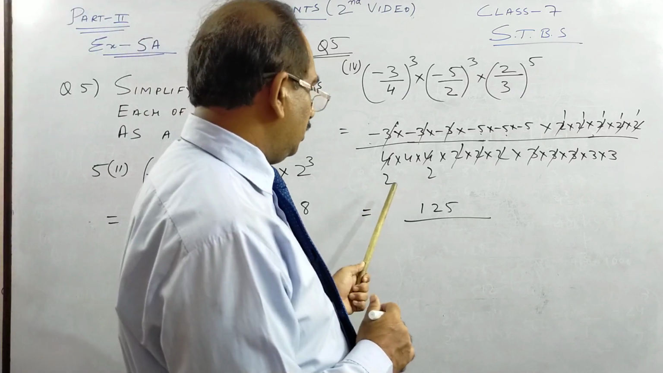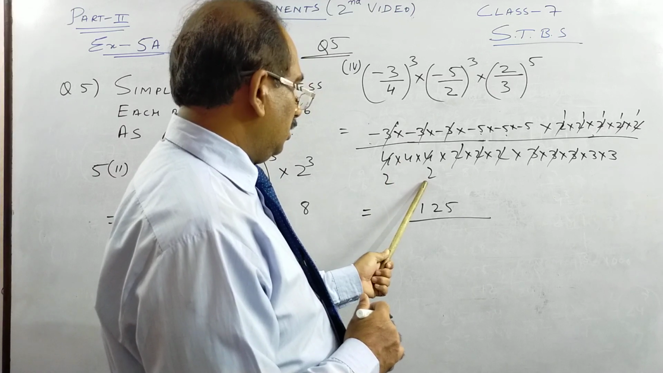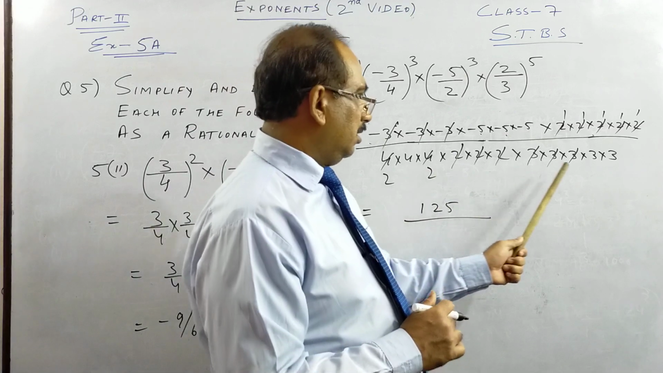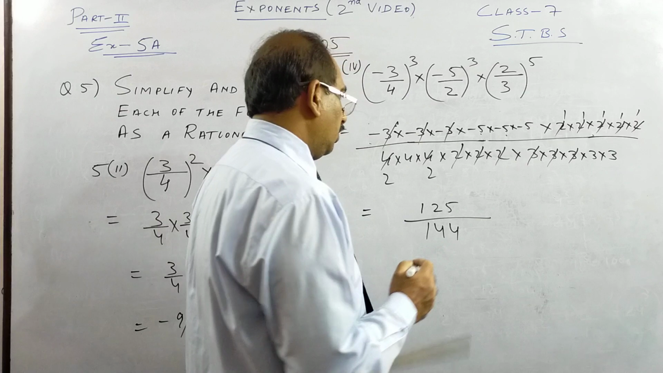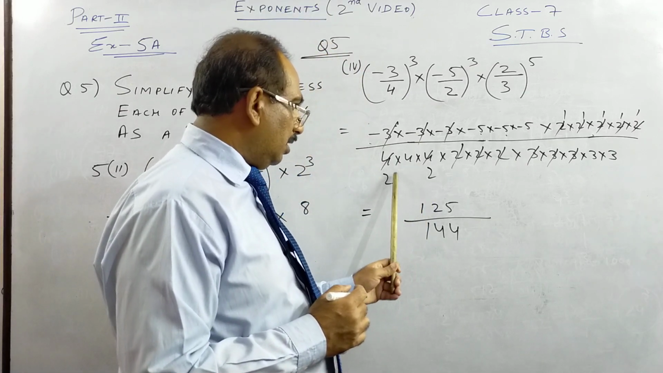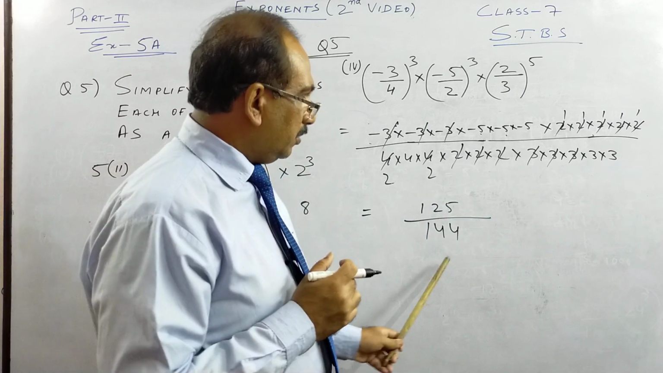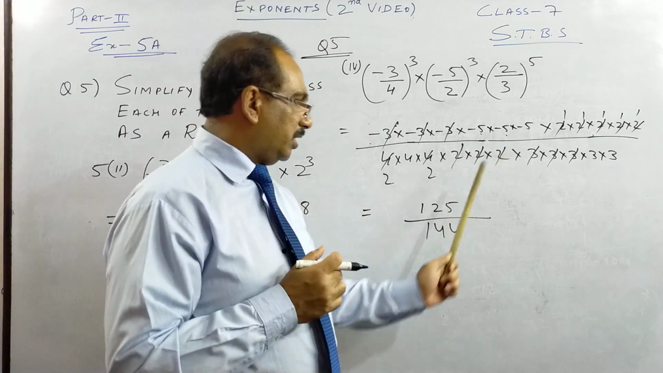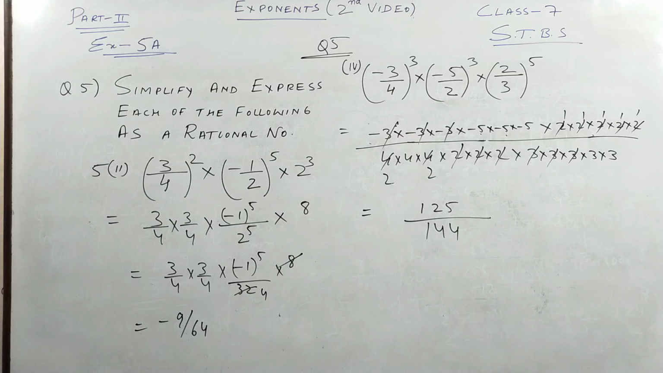Here we have cancelled. 2 4s are 8, 2s are 16. So this will be 16, 3s are 48, 3s are 144. So this is not 2 2s are 4, 2s are 8. This is 2 4s are 8, 2s are 16, 3s are 48, into 3 is 144, and all this 6 minus children becomes plus. So your final answer is 125 by 144.